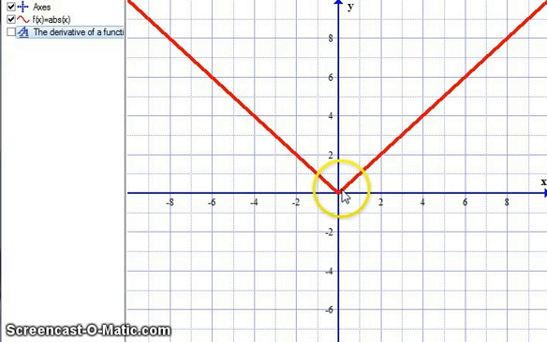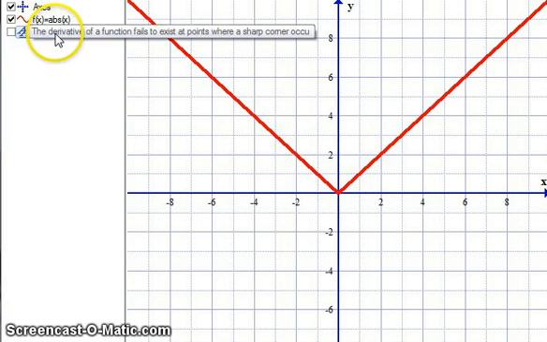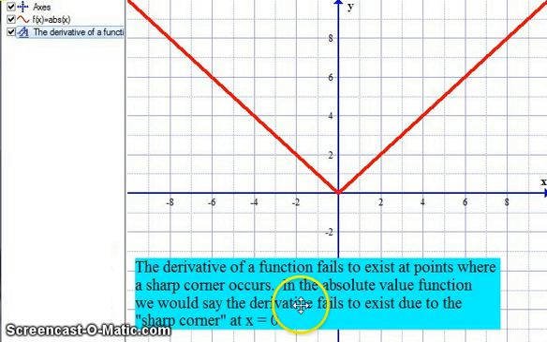On the right-hand side of 0, that idea of slope or rate of change is 1. On the left-hand side, that slope or rate of change is negative 1. So we cannot resolve a jump from negative 1 on the left to positive 1 on the right. So we say that the derivative does not exist at x equals 0 because there is a sharp corner that occurs at that point.